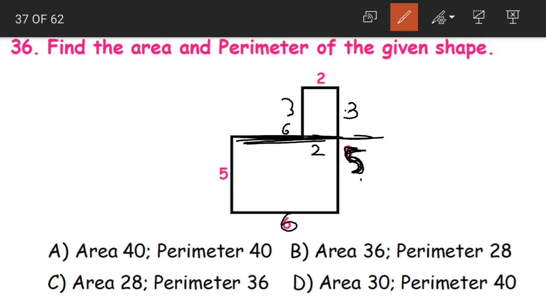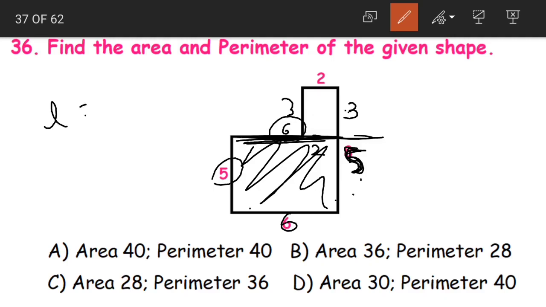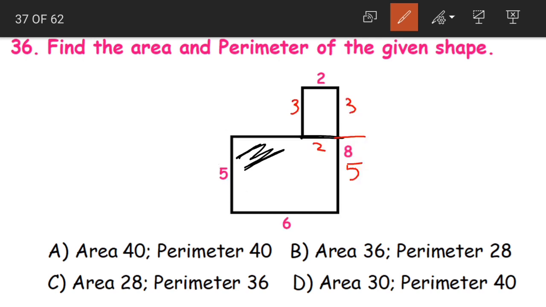Now to find out the area and perimeter, let us find out the areas first. For the area of this rectangle, the length is 6 and the breadth is 5. So the area becomes L into B, that is equal to 6 into 5, that is equal to 30. So we have got the area of the lower rectangle, that is 30.